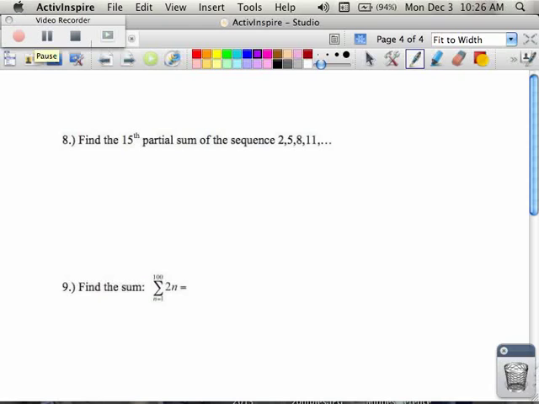So you see the word partial here? That basically means it doesn't go on forever. They give you some important piece of information. 15th partial sum just means find the first 15. So as I do my formula, as usual, I write it down. S of n equals n times a1 plus an, all over 2.